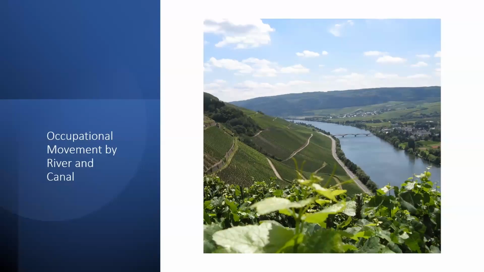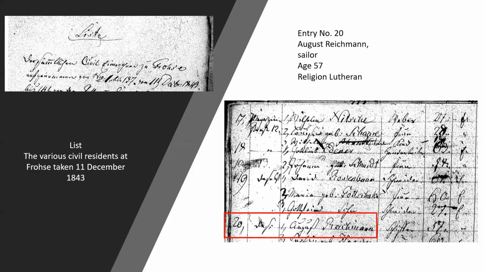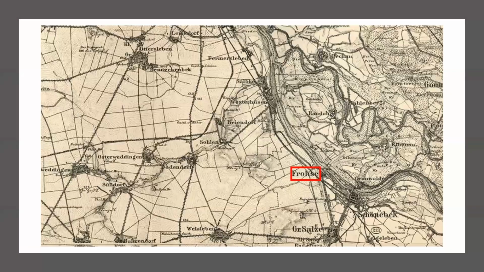Occupational movement by river and canal. In the town of Frosa, Saxon Prussia, a man by the name of August Reichmann was listed in this resident record as being a schiffer, another word for sailor, age 57. The town of Frosa is right in the middle of the German Empire, which might seem a strange place for a sailor to work. But it's not strange when you realize that Frosa is along the Elbe River, one of the 7 major waterways in the German Empire.